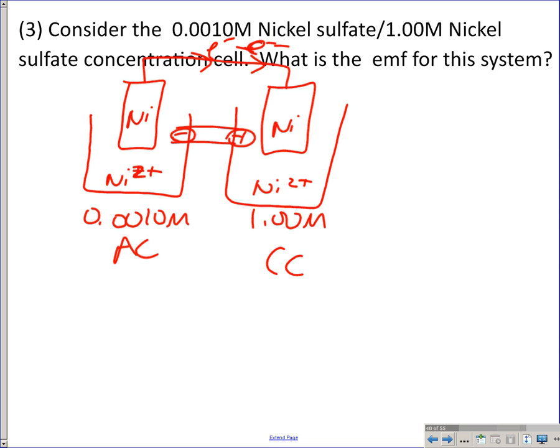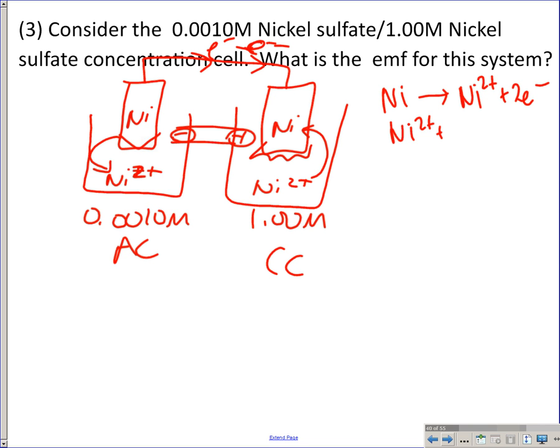So what's happening at this electrode? Losing solid, depositing ions. This one? Ions are depositing on the solid to make the beard. All right, let's write this in net ionic form. So what's happening over here? Ni solid goes to Ni 2+ plus 2 electrons. Second one? Ni 2+ plus 2 electrons. Okay, so we have exactly opposites, yeah?